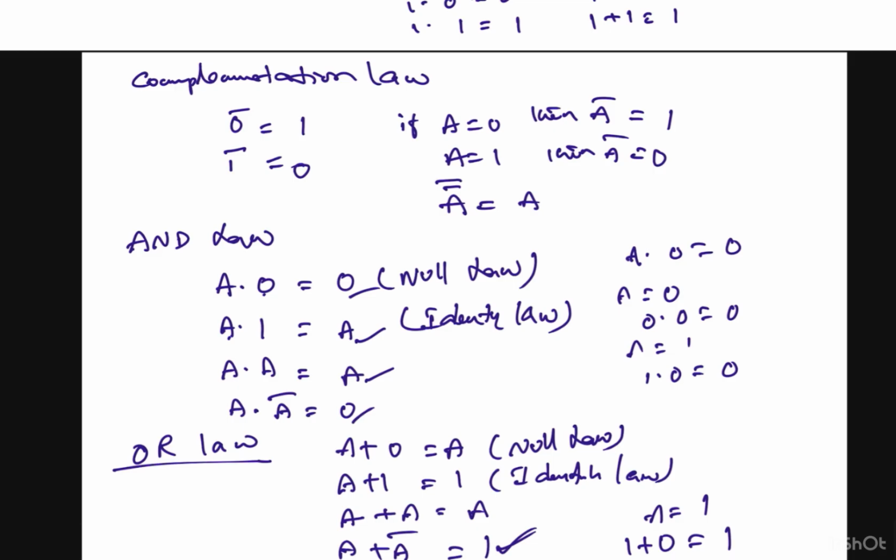So in the AND law and OR law, we represent with a literal A, and A may be any value, either 0 or 1. But A plus 0 is always A. A plus 1 is always 1. A plus A is always A. A plus A bar is always 1. So this is the OR law. And then one more law is the commutative law.